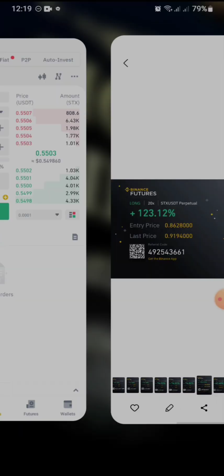So now let me use this trade as an example. This trade is a futures trade. Now, how do we convert this trade to a spot trade and make money from it without stressing ourselves? This is how we'll go about it. You can see this particular trade, we took it at the rate of 0.8628, the entry price, and it is futures. So now let's talk about the spot.